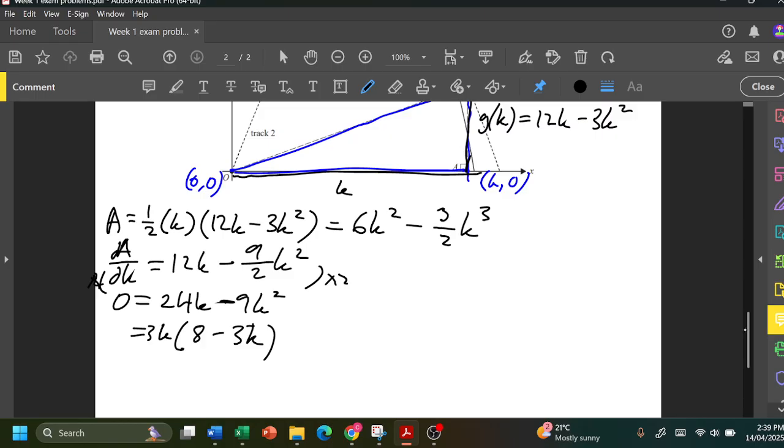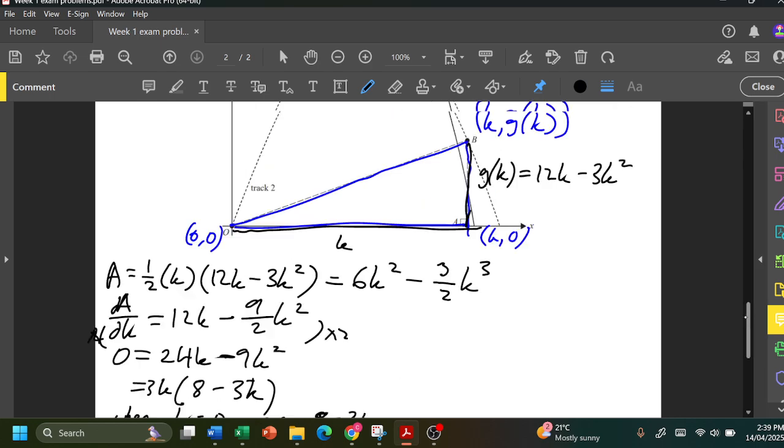Now, when is this equal to 0? Well, looking at these two factors based on the null factor law, the derivative of A with respect to k will be equal to 0 when k is equal to 0, or when 8 minus 3k is equal to 0, right? So k equals 0, that's going to be the minimum.